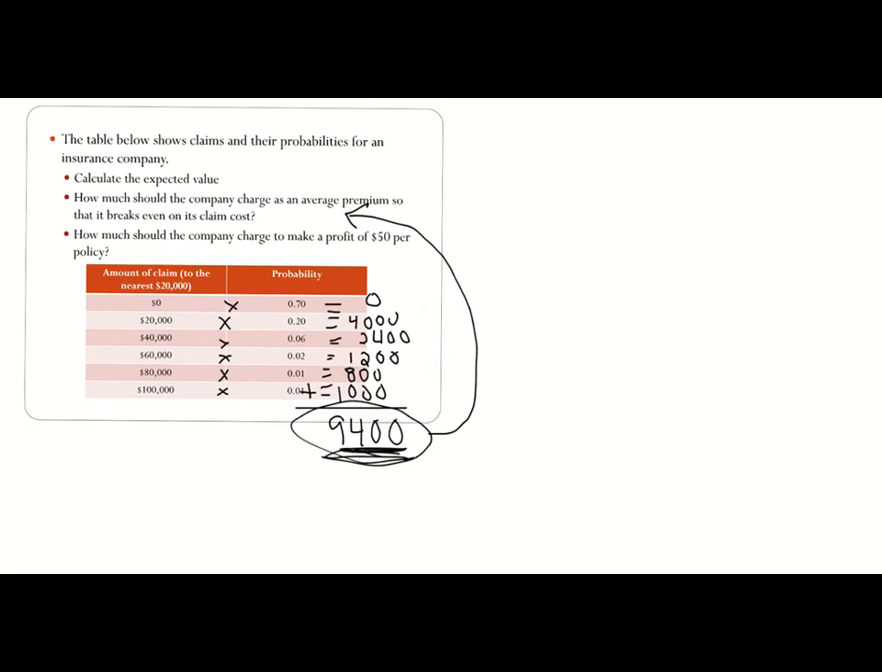Now, how much should the company charge to make a profit of $50 per policy? Well, if this is the amount they break even with, to make $50 per person, take your $9,400 and add your 50, so that would be $9,450.